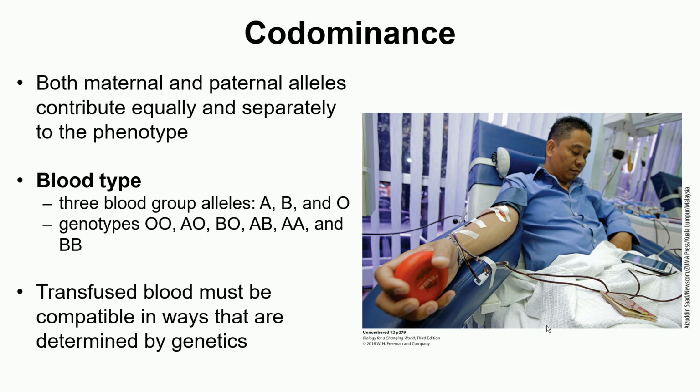Codominance. Codominance is a pattern of inheritance in which two different alleles can both express themselves. So it is not that one of them is dominant and the other is recessive. If the two alleles are different, they both can express. That is called codominance. And the typical example of codominance is the blood type.